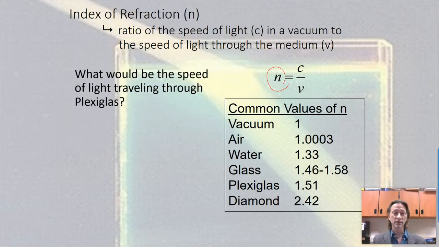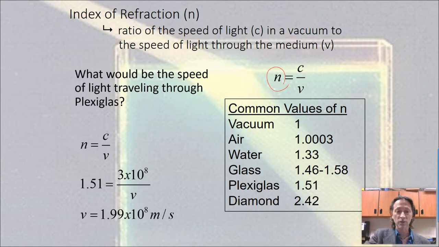So what would be the speed of light traveling through plexiglass? Really basic problem here. We know that the speed of light, the c value, is 3 times 10 to the 8th. We know that the plexiglass index of refraction is 1.51. And so we're going to just plug in those values and solve. We could cross multiply and divide, or we could take our 3 times 10 to the 8th divided by the 1.51. And then notice that the velocity of light in plexiglass is 1.99 times 10 to the 8th. So it goes down fairly significantly, with that 1.5 value for the ratio.